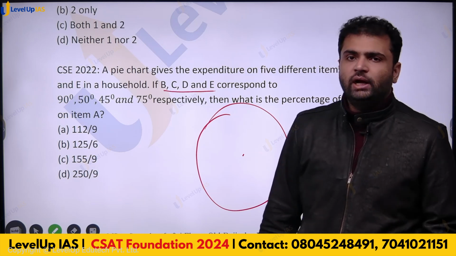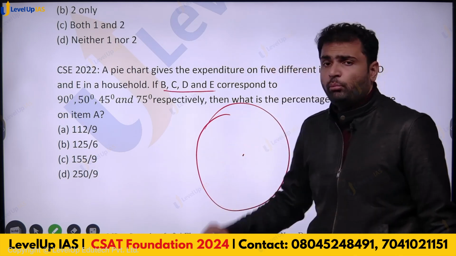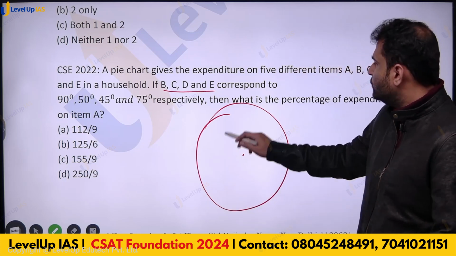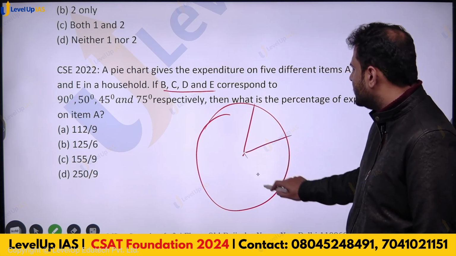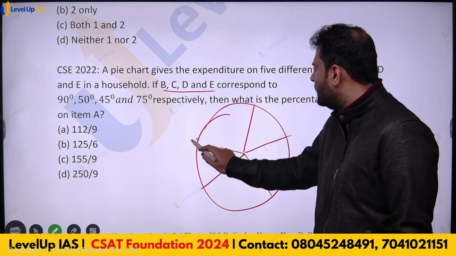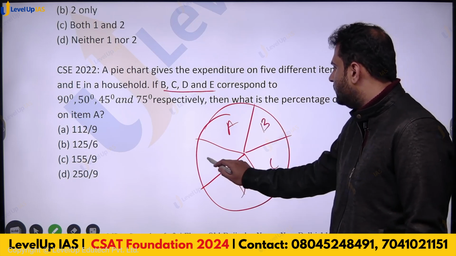And we know that the complete or total angle subtended at a point is 360 degrees. So we are having 5 divisions here. So let us draw 5 divisions, not to scale. Let us just draw a random 5 divisions. Let us say this is A, B, C, D, E.